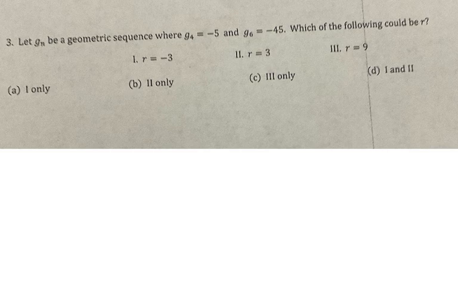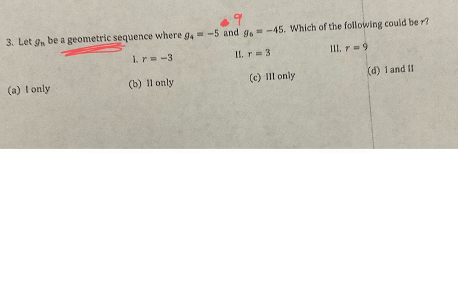Negative 40. Think multiplying. Geometric, I'm not thinking adding or subtracting. What did I multiply by? Give me 9. -5 times 9 is -45. Okay, so it's obviously going to be number 3.